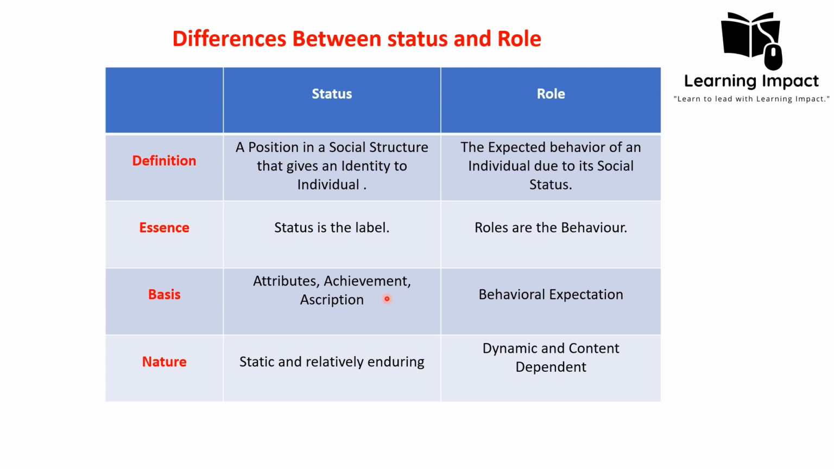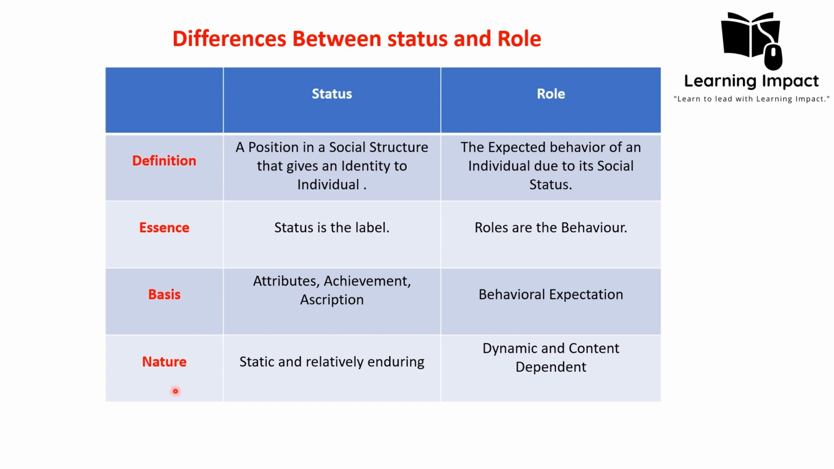If someone is a doctor, it is because of his achieved status. It may be due to ascribed status, which is by birth, like because of gender or caste. So this is also the basis of status. Then role is the behavior expectation, what society expects from you. For example, if I am a girl, society's expectation from me is to do good in domestic work. If I am a doctor, society's expectation from me is to treat patients.